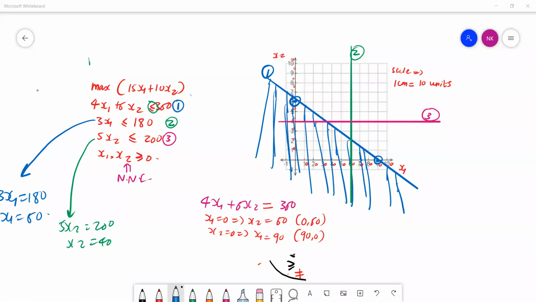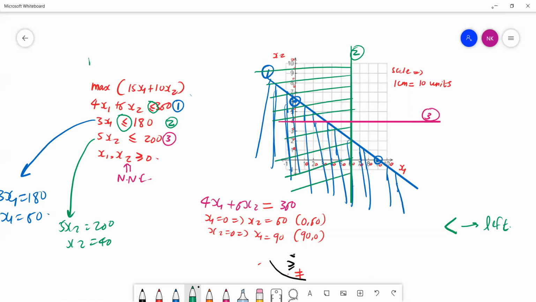Now, the second case is 3x1 less or equal to 180. That is the vertical line that we have drawn, the green one. For this particular case, the less or equal to will be the entire region on the left side. If you are seeing the less or equal to sign, it will be the entire region on the left side with this line. So let me draw this entire region with green.